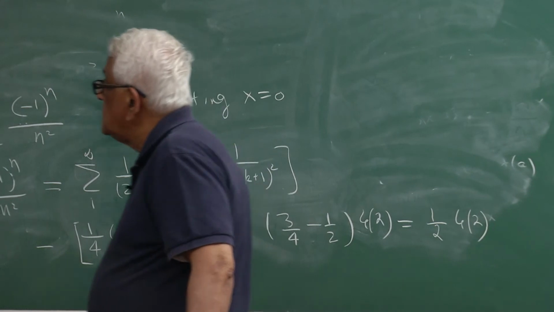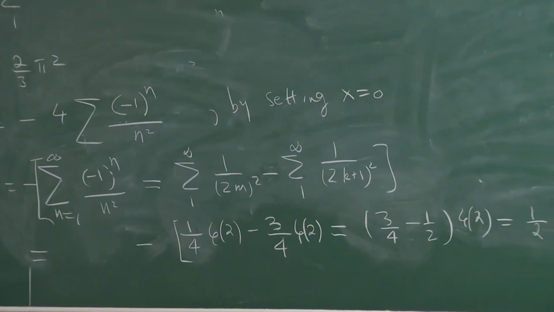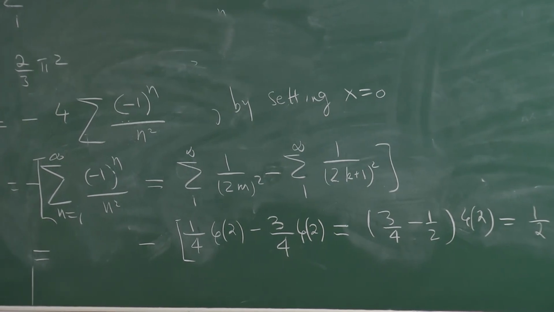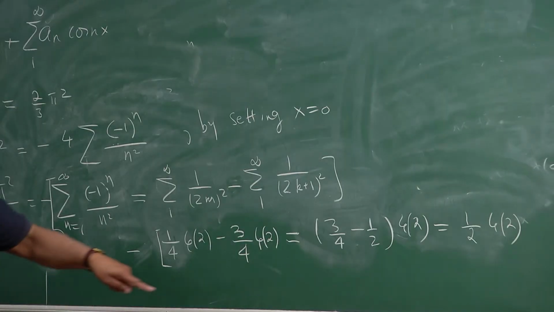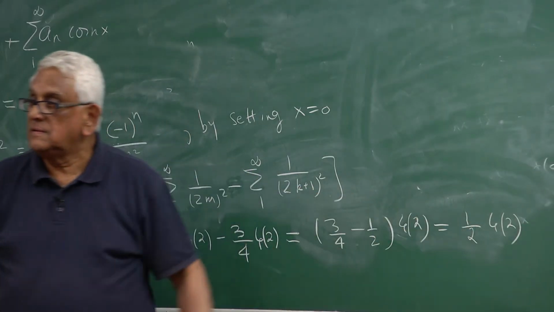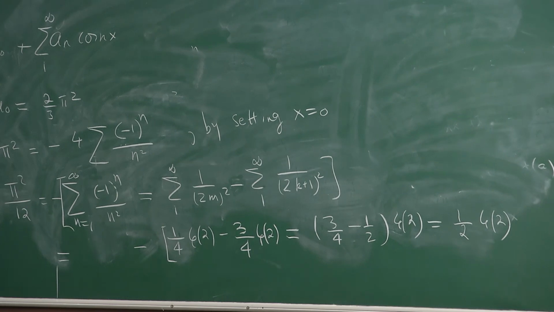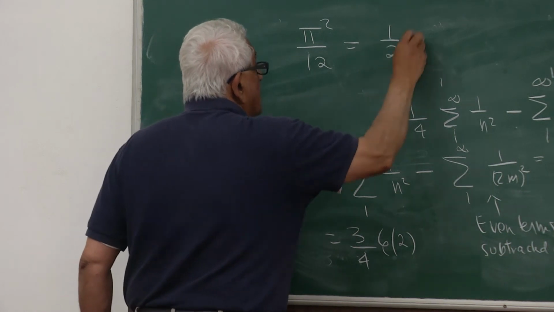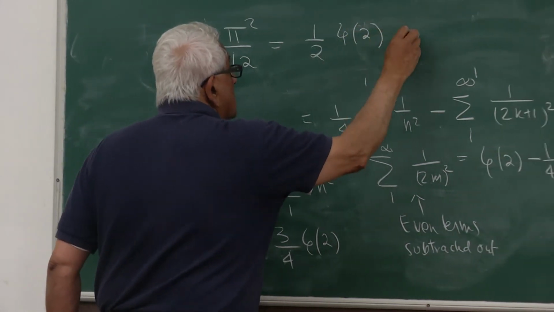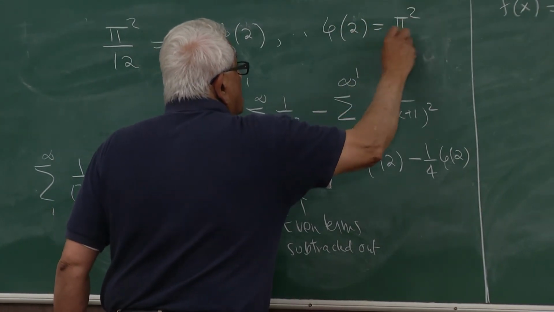So we finally get, here was our formula. So we have pi squared over 12 is then equal to half zeta 2. From the calculation which we did there, we get pi squared over 12 is equal to half zeta 2. Therefore, zeta 2 is equal to pi squared over 6.